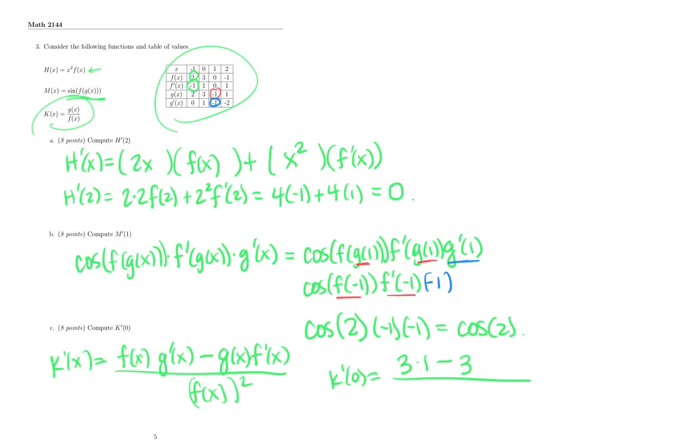F prime of 0 is 1. And over f of 0 squared. F of 0 is 3, so 3 squared is 9. So what I'll get is 0 over 9, which is 0.